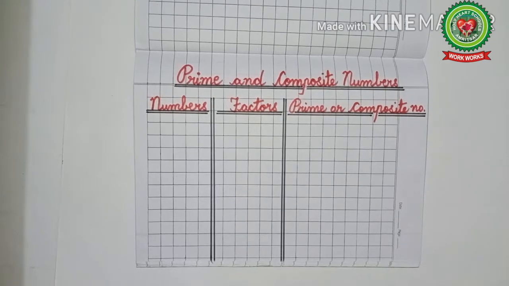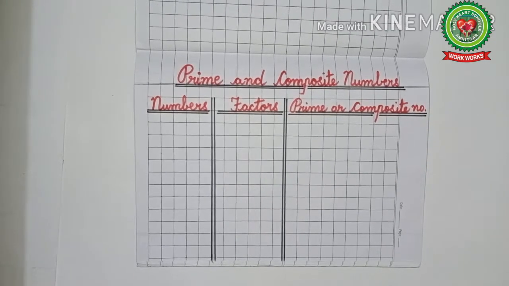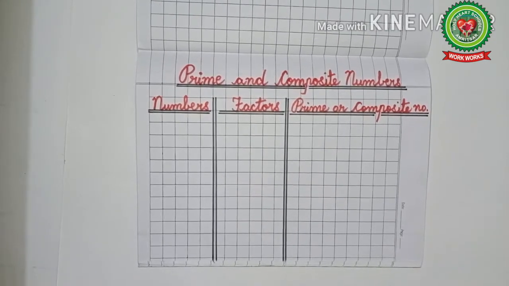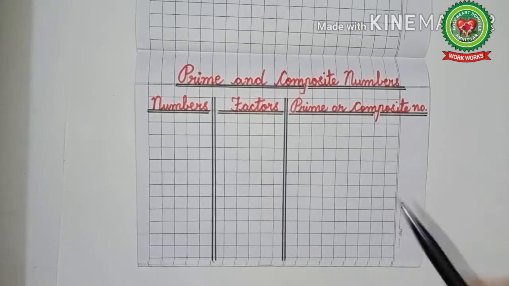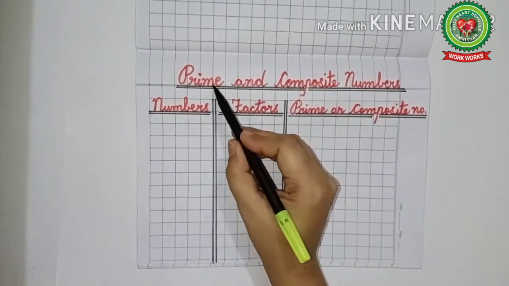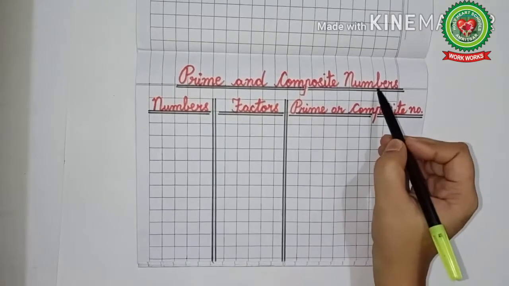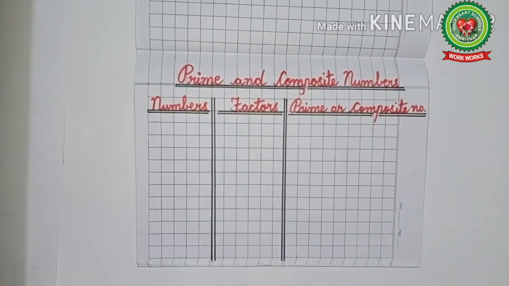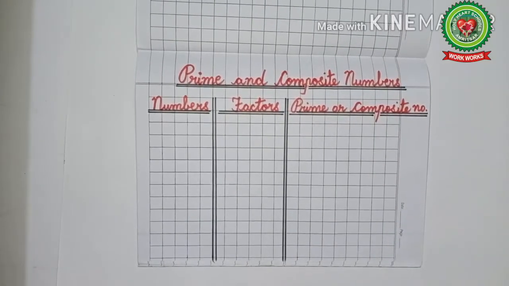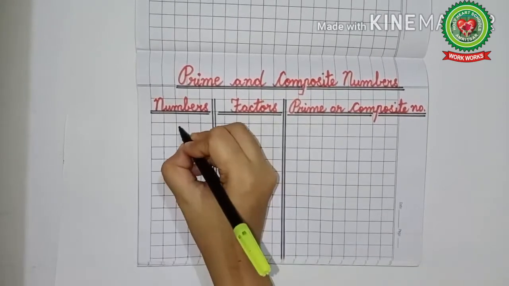Kids, it is a very interesting and a new topic for you, so understand it carefully. Now, what is the name of the topic? Prime and composite numbers. Now, I will tell you which numbers are prime numbers and which numbers are composite numbers. Let us take 2 first.